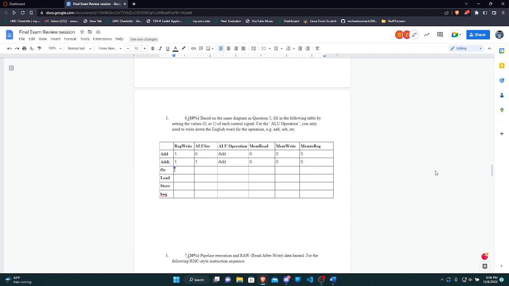So here we have an OR operation, and an OR operation is just going to follow the same syntax as an R-type instruction. So RD, RS1, RS2, and you can expect it to work similarly.